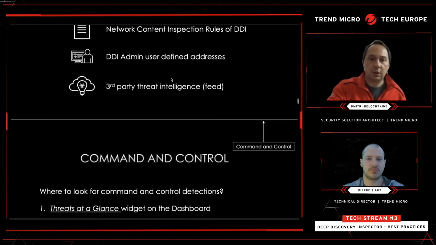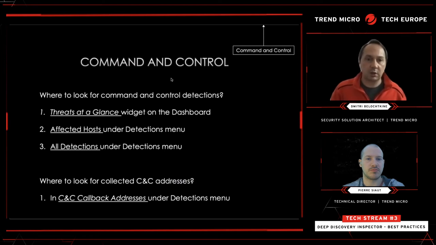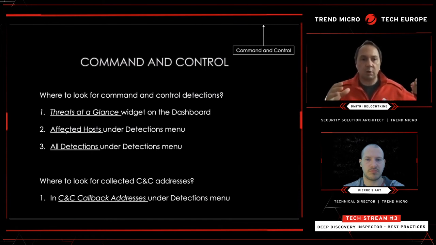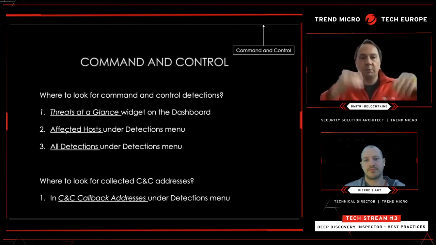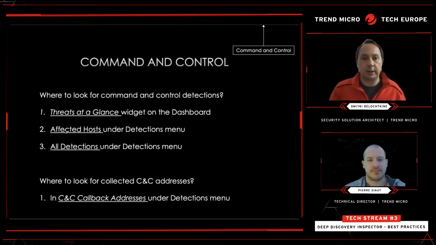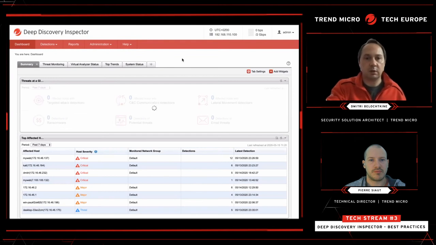All right. And where you see command control communication, there are three places. And I must say, actually, underneath you have just a database of detections. The raw way to work with them is all detections. And then there is an abstraction layer around the hosts. So you have a view on affected hosts, and there is one more abstraction layer, which is threats at a glance. Right?